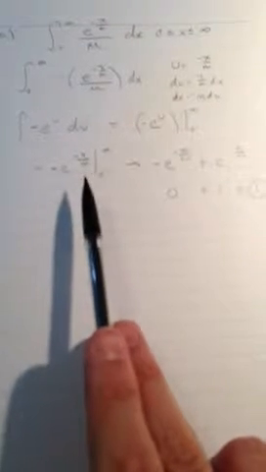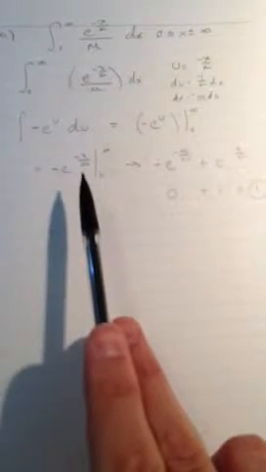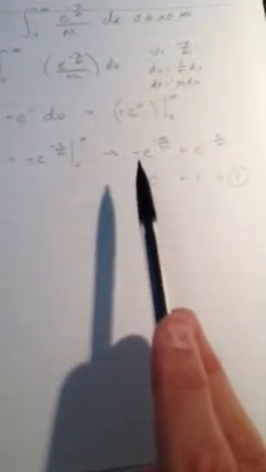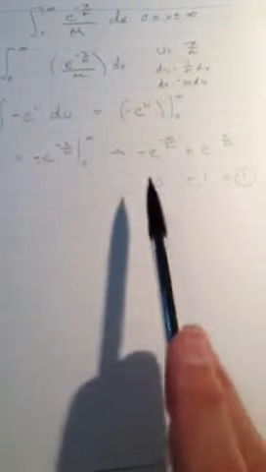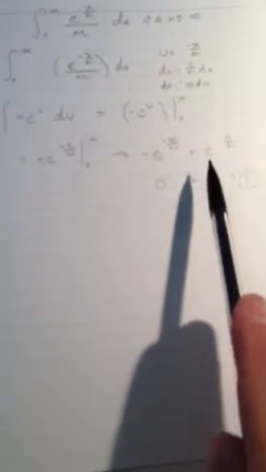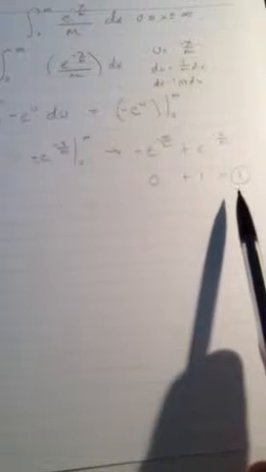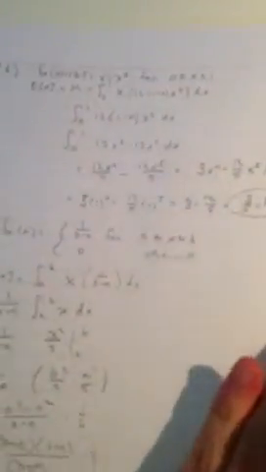When I evaluate that, negative e to the negative x over mu from 0 to infinity, what I'm going to get is negative e to the negative infinity over mu, which is equal to 0, and then e to the negative 0 over mu, which is equal to 1. So we have 1 as the answer, and that's kind of a proof of how a PDF works, because a PDF always integrates to 1, and that's the definition of what a PDF is.